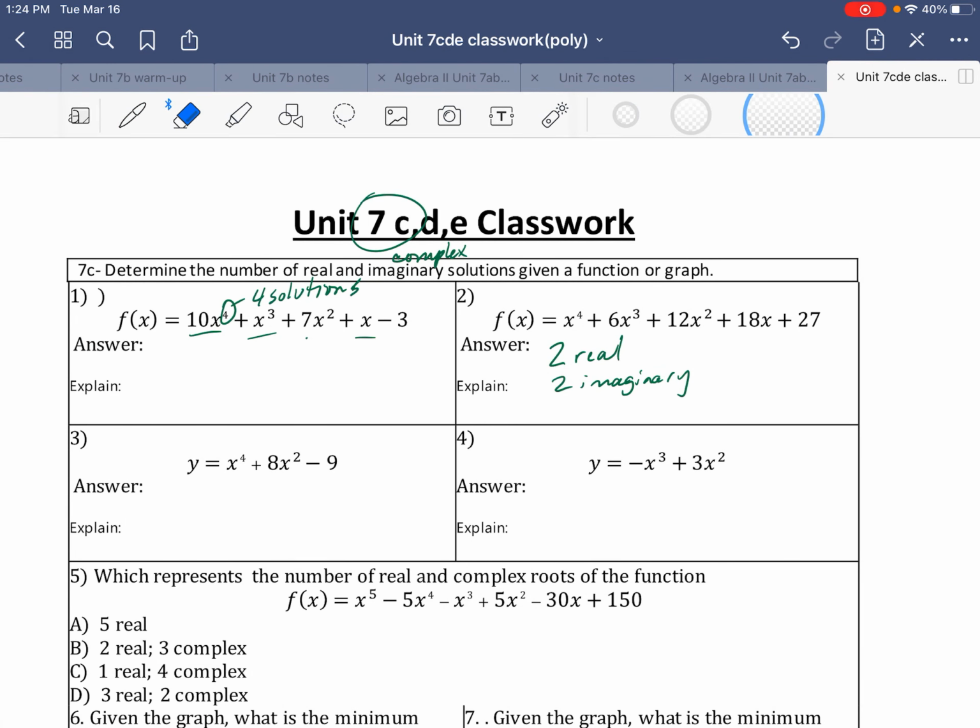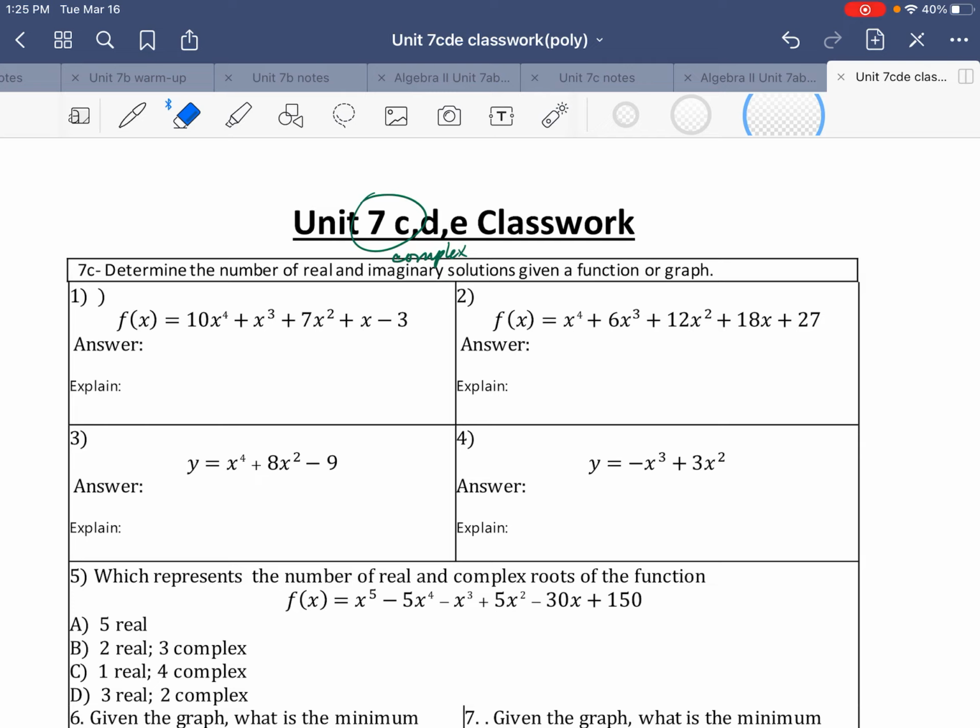So this is the 7C classwork, and we're looking at finding the number of real and imaginary solutions. When I say imaginary, I really mean complex solutions.